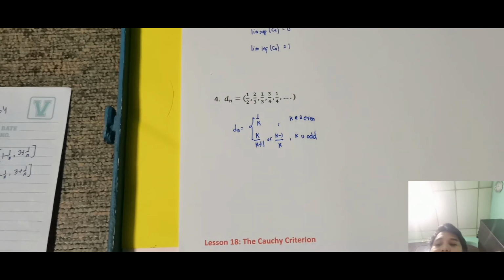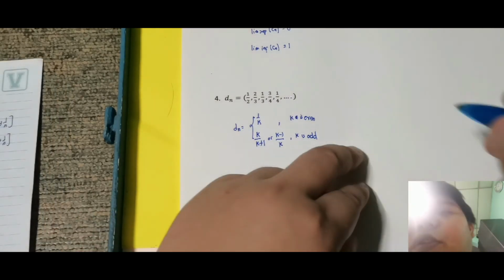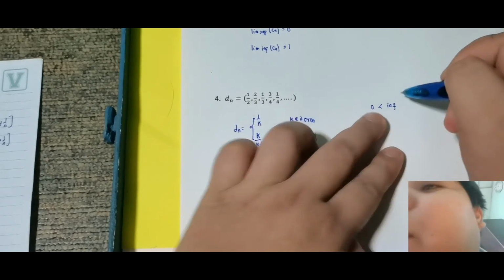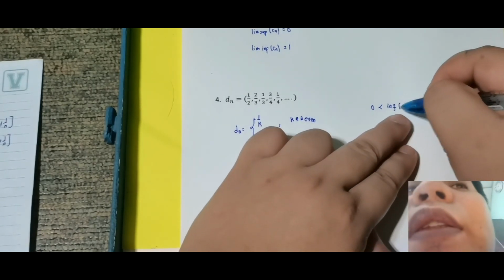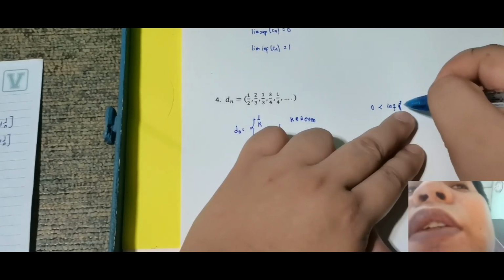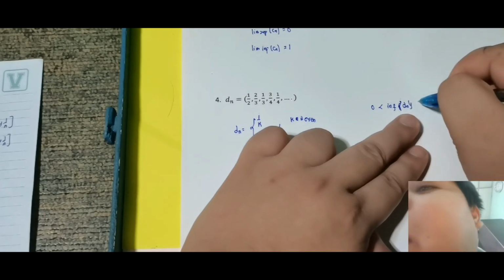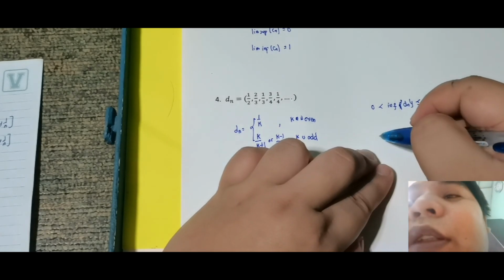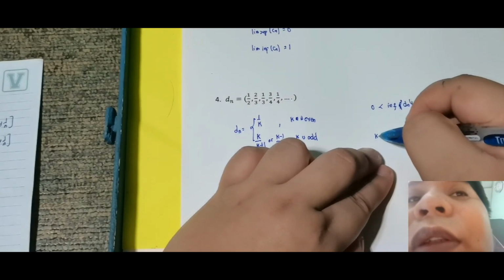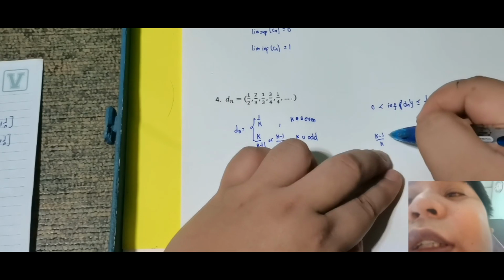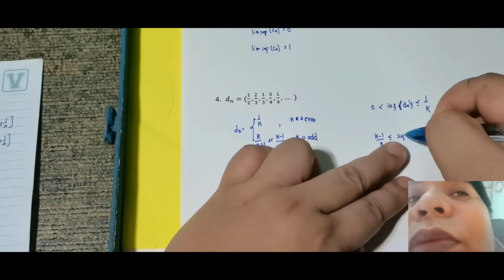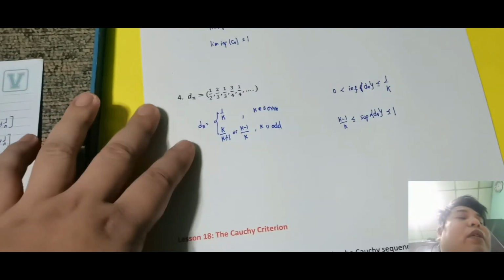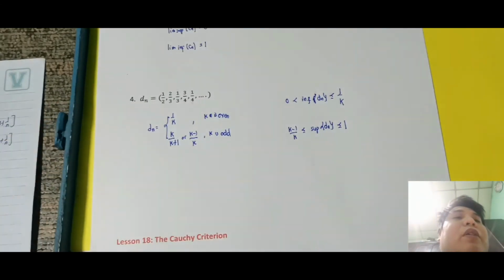Kunin ko yung 0 less than the infimum nung ating d sub n. The set containing d sub n na yan is less than or equal sa 1 over k. Yung isa naman is yung k minus 1 over k is less than or equal sa supremum ng d sub n less than or equal to 1. So, huwag niyo pansinin yung ginagawa ko. Tinatansya ko kasi yung value.